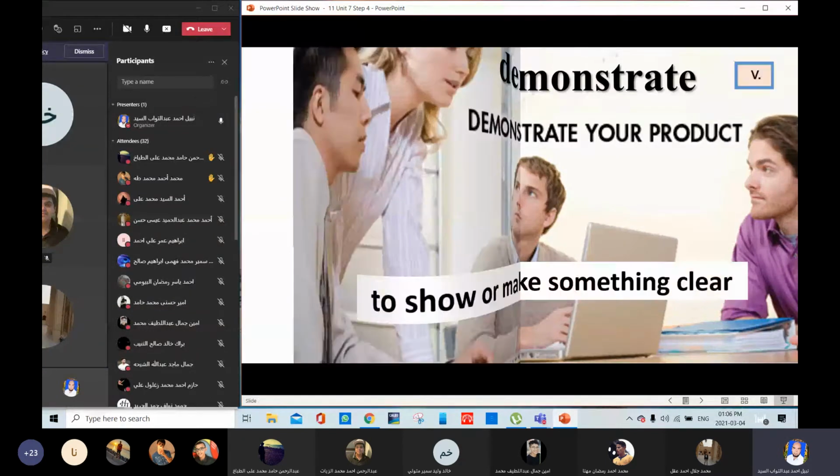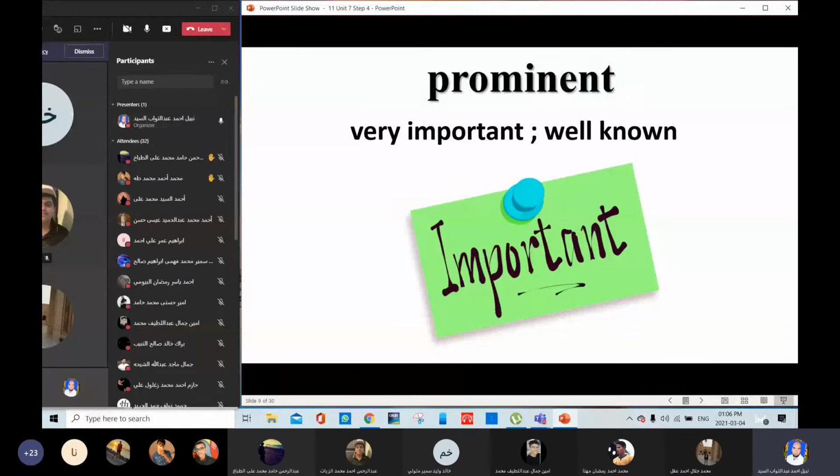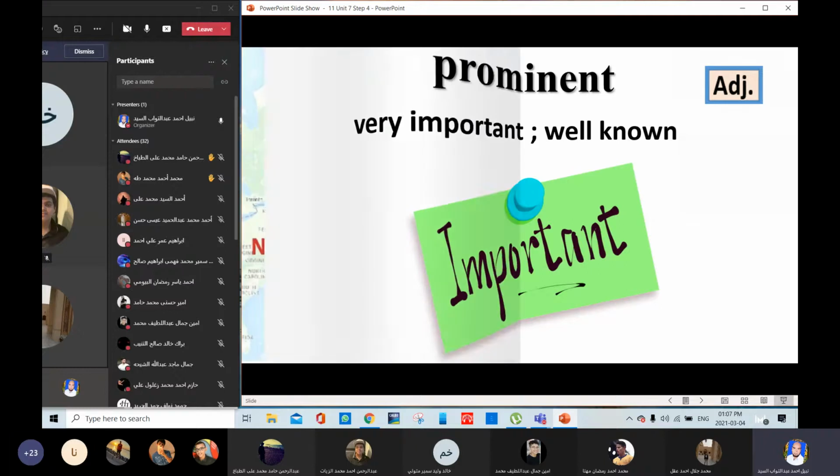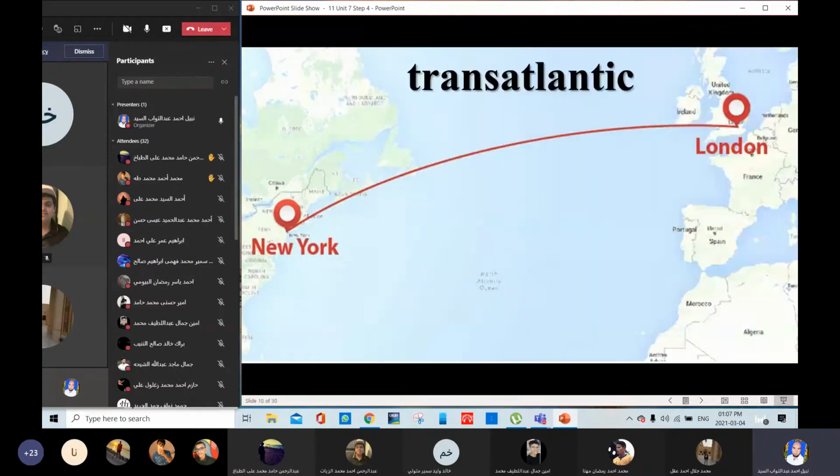Prominent. Prominent is an adjective, means very important, well-known, important, necessary, essential, basic. Transatlantic. Transatlantic is an adjective describing the journey, the ship, the countries, the city. Transatlantic, crossing the Atlantic Ocean, or relating to countries on both sides of the Atlantic Ocean.